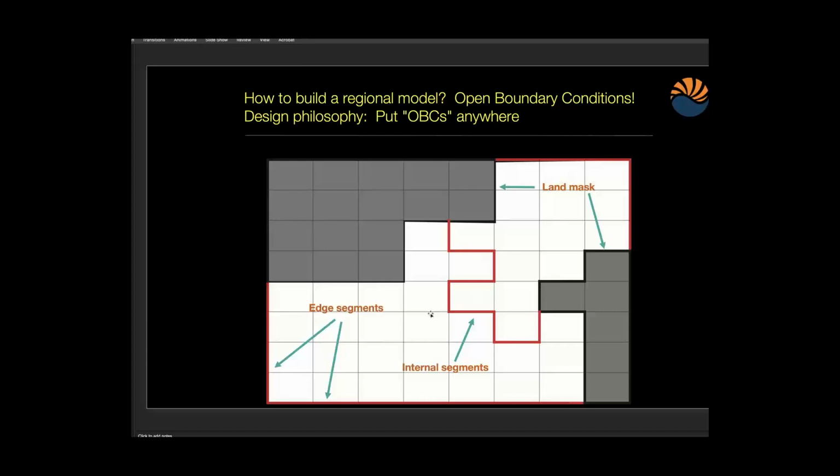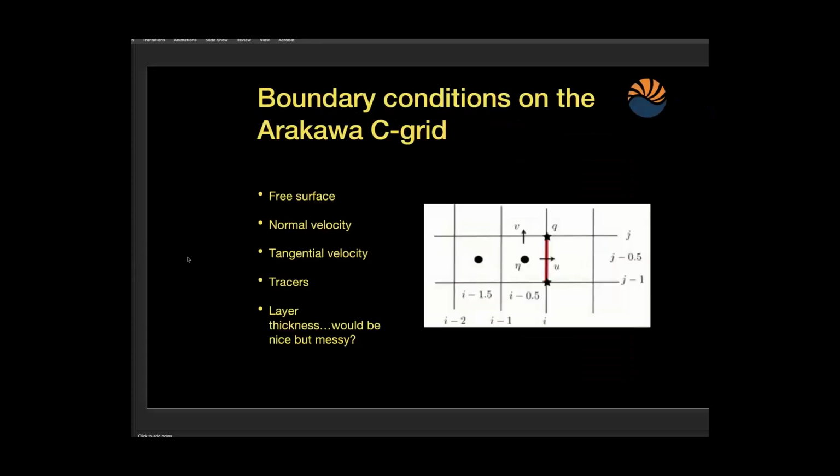So again, this was done with the ultimate goal of being able to pass information from a parent basin scale grid down to a region and eventually to address the upscaling problem again. As was briefly mentioned a couple of slides ago, MOM6 is built on the Arakawa C-grid.